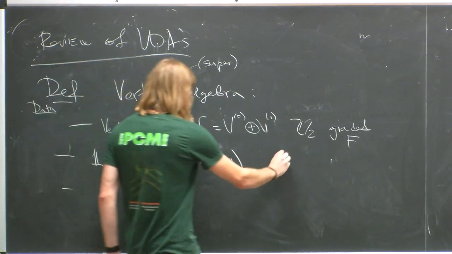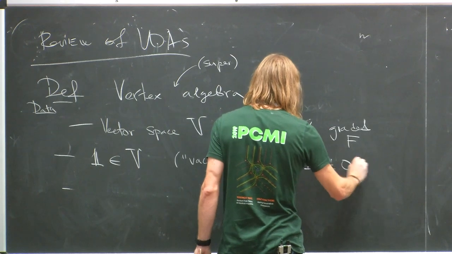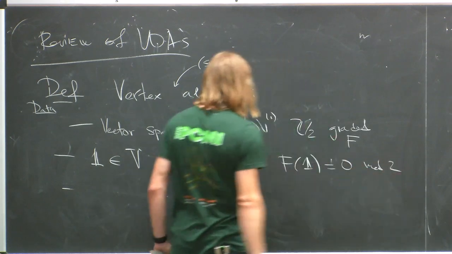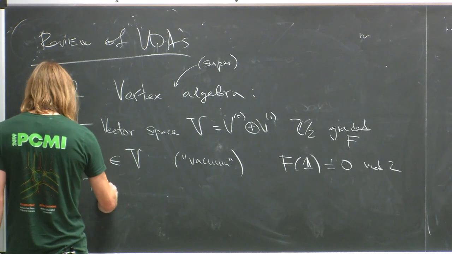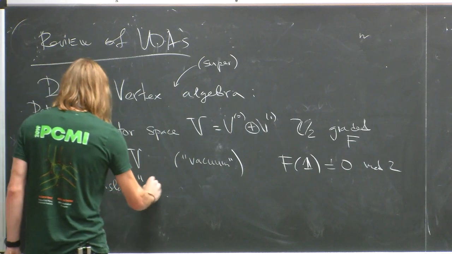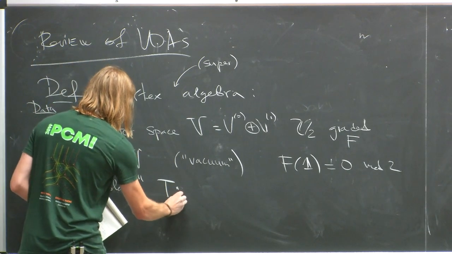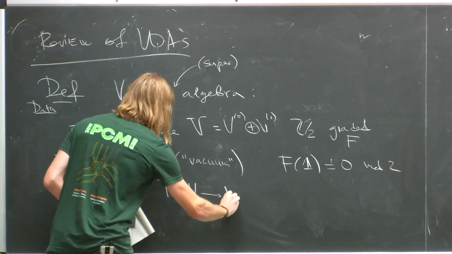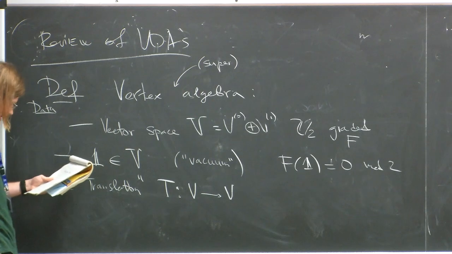And so it has Z2 grading, it's even. And then there is what is called the translation operator. So this is an endomorphism on V.